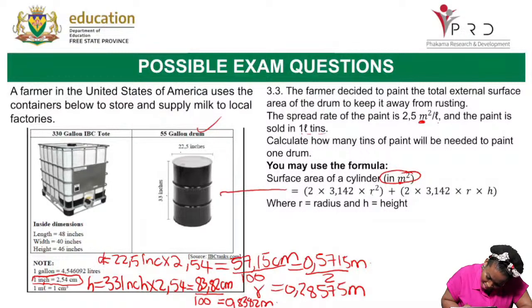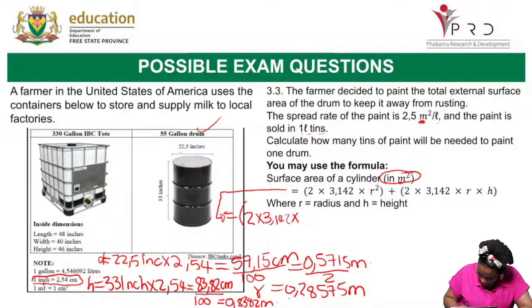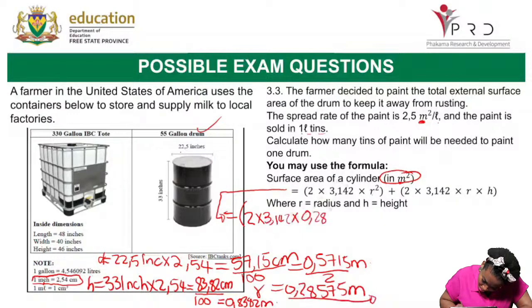So now let us come and substitute this into the formula. This is equal to 2 times 3.142 times, what is our radius? This is the radius. The radius is 0.28575. It must be squared. Close the bracket.